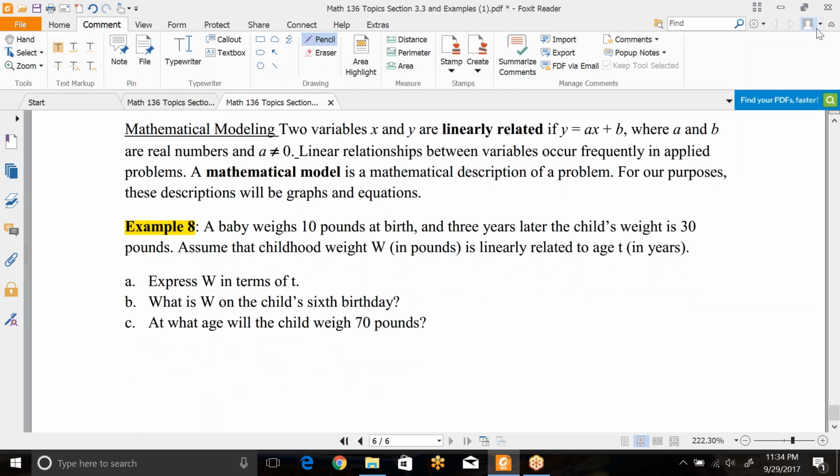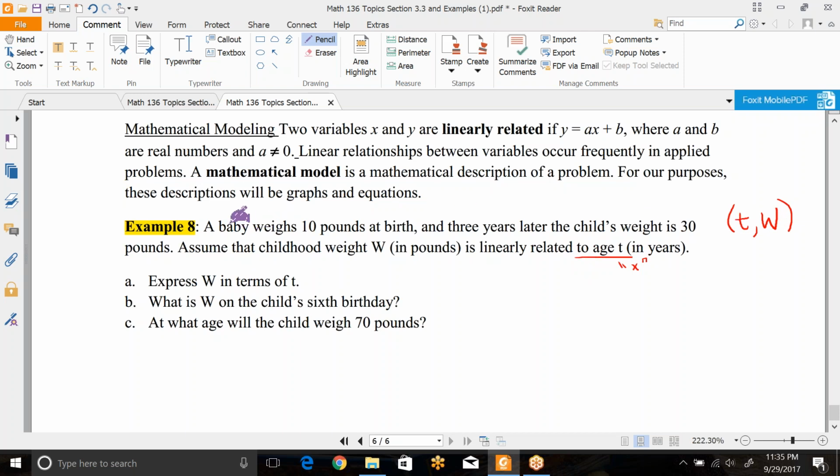This one, you have to come up with the ordered pairs yourself, but they are in the problem. A baby weighs 10 pounds at birth, and 3 years later the child's weight is 30 pounds. Assume that the childhood weight, W, in pounds is linearly related to the age, T. Whichever one they state last is usually your X. Also notice they write W in terms of T, so we're thinking of T as the X value and W as the Y value.